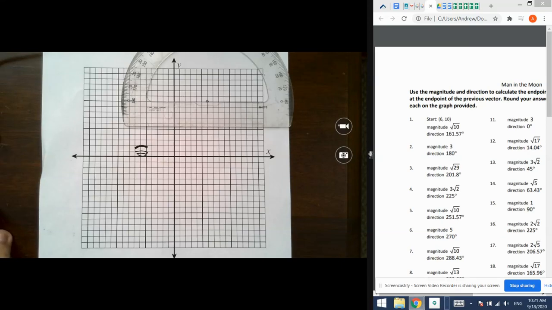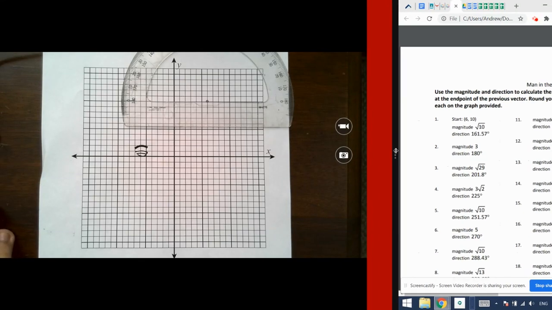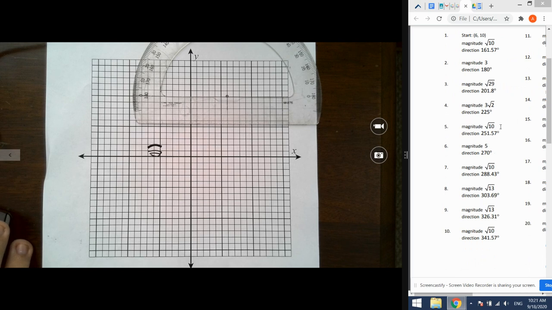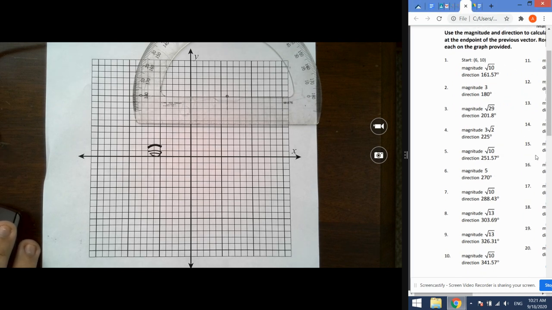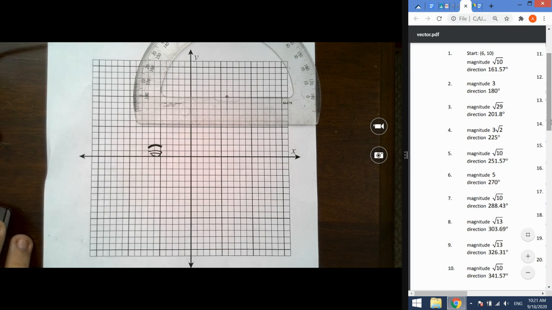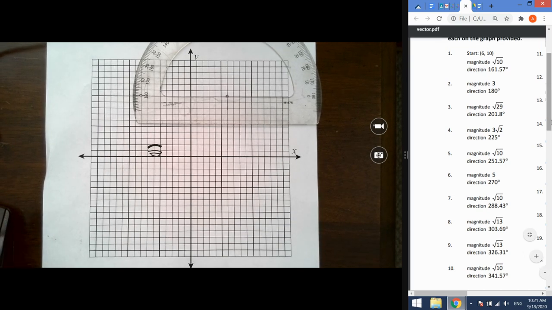Hey everyone, just wanted to give you a little bit of an overview of how to start the man in the moon vector activity. So this is sort of a more grown up, as I called it, connect the dots. And I just wanted to show you pretty much how to get started in terms of how to use a protractor and how this activity should work.